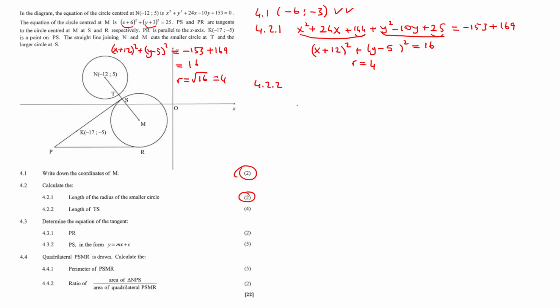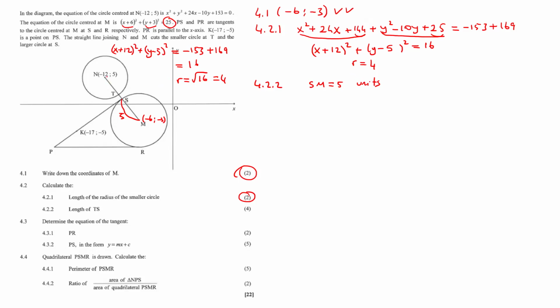4.2.2: length of TS. We see that the equation of this circle with center M is given as -6 and -3 from the previous question. And we know that if r squared is 25, then this would be 5 units here. So we can see that SM is equal to 5 units.